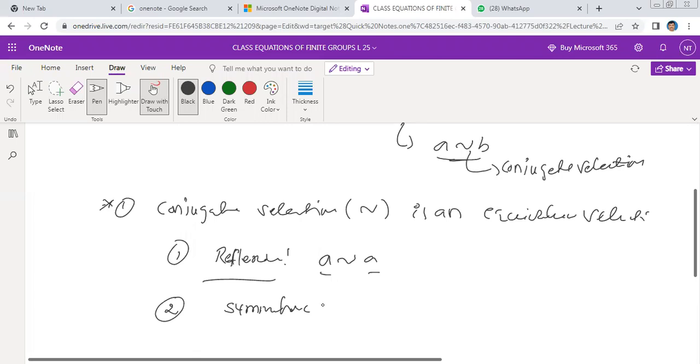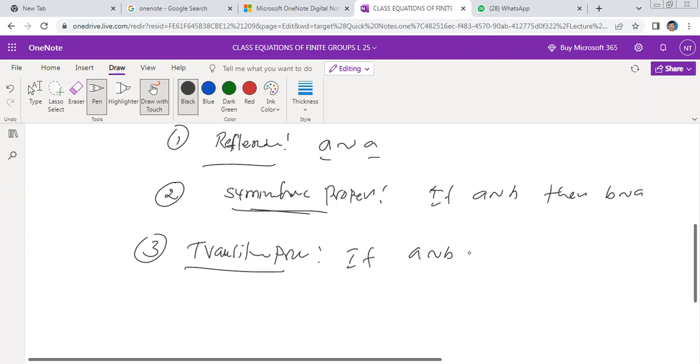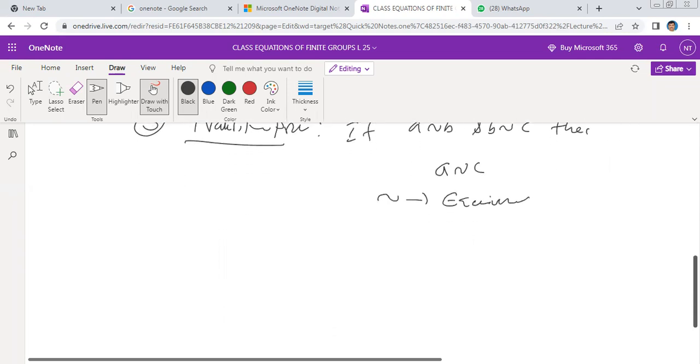Then the symmetric property. I don't want to go into the proof. Symmetric property means if A is conjugate to B, then B is conjugate to A. Last one, the transitive property: if A is conjugate to B and B is conjugate to C, then A is also conjugate to C. If these three properties are satisfied, the conjugate relation is an equivalence relation.